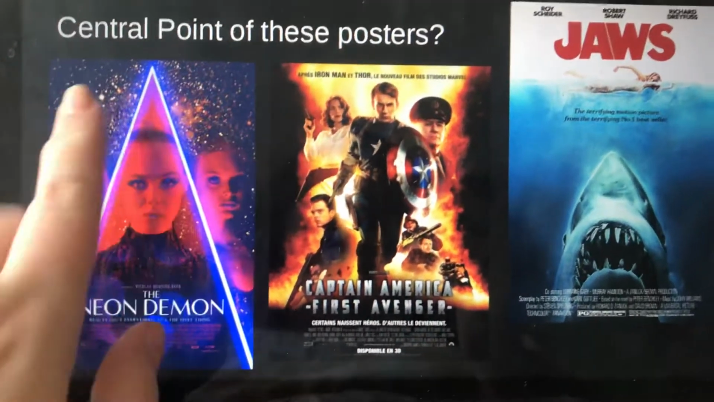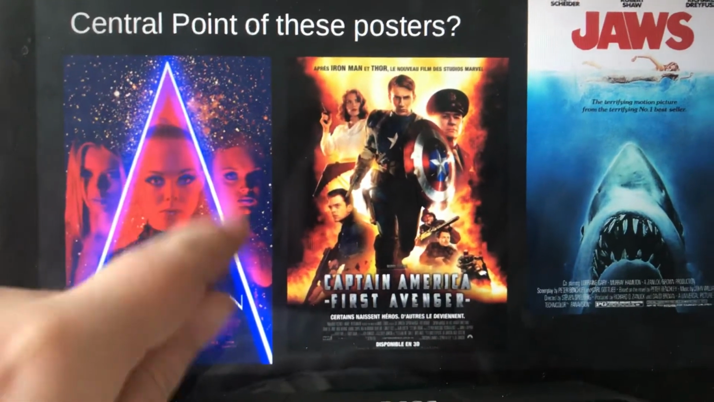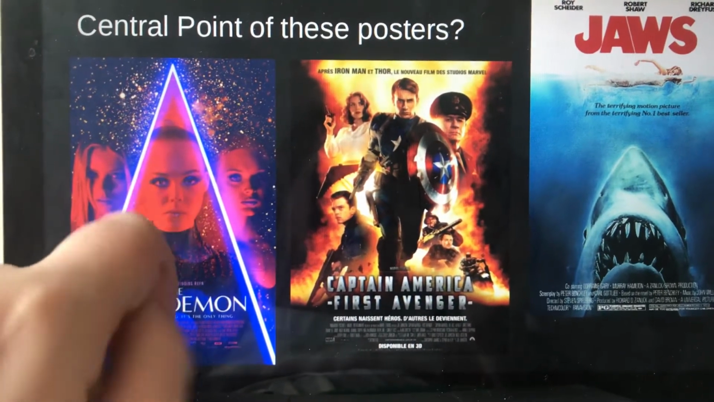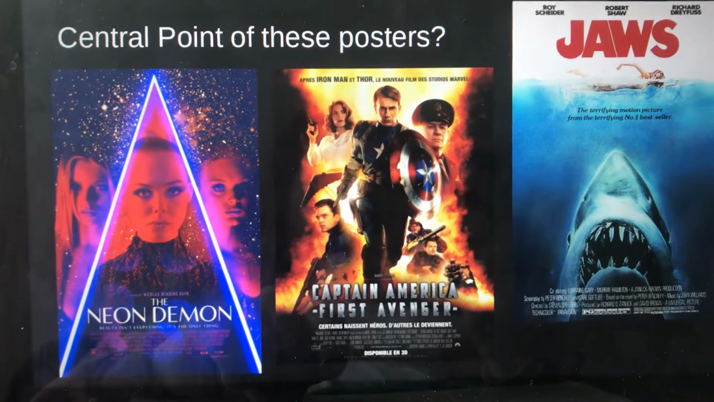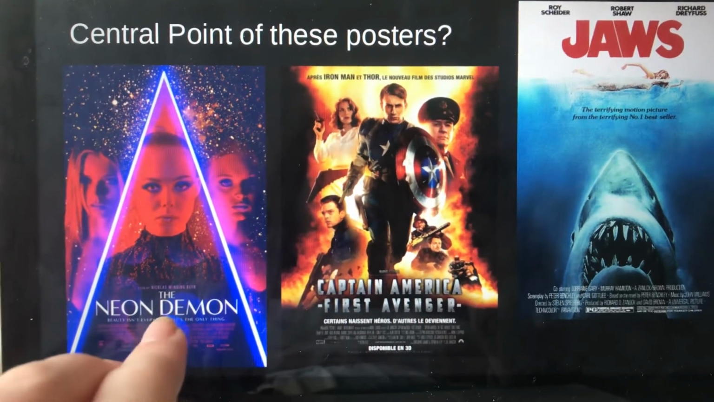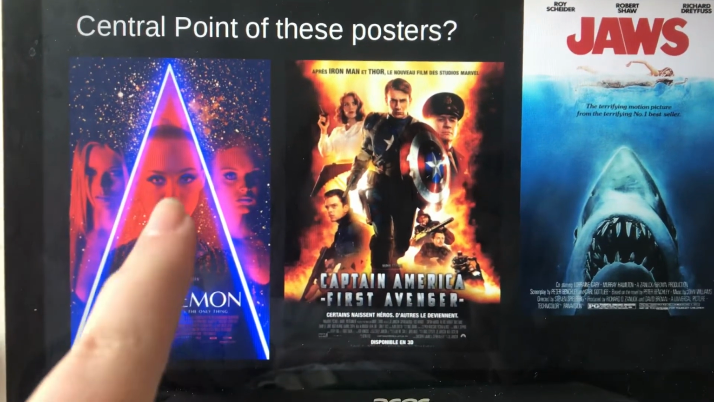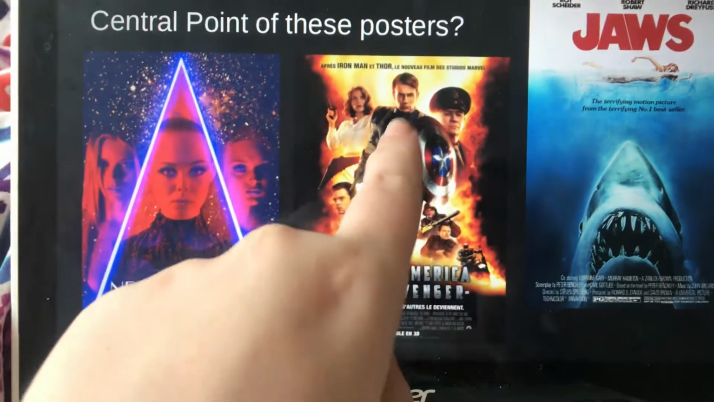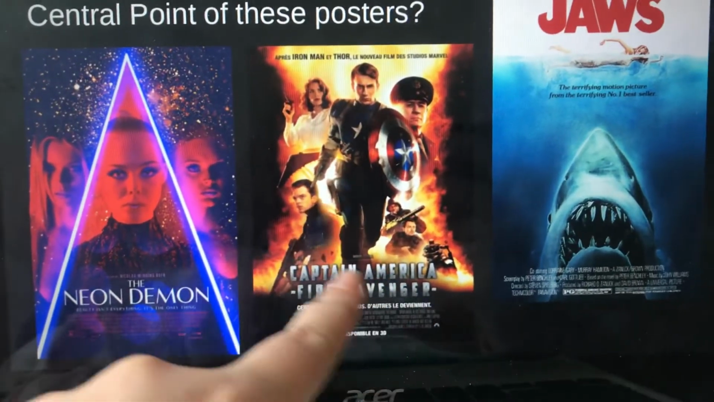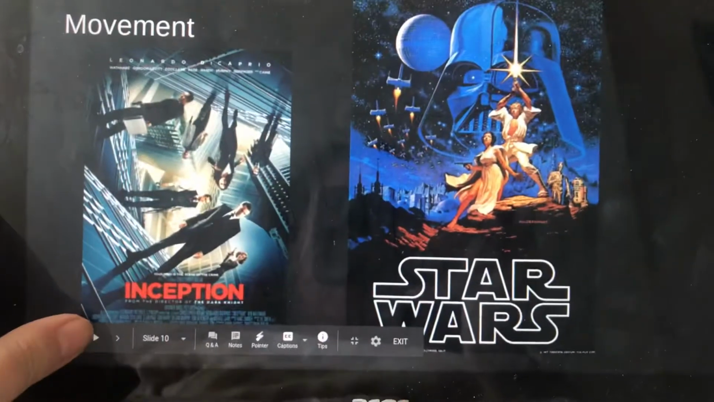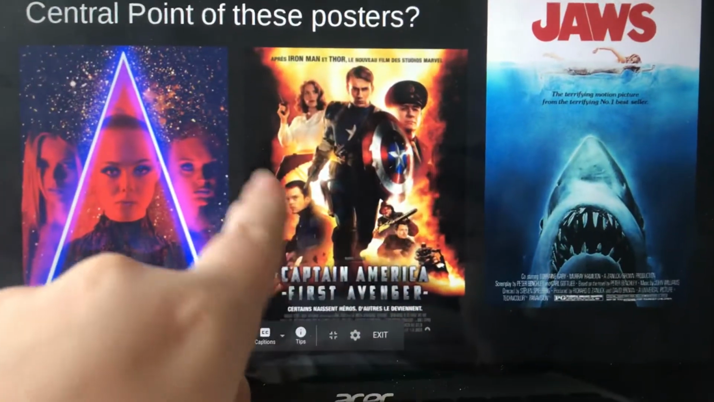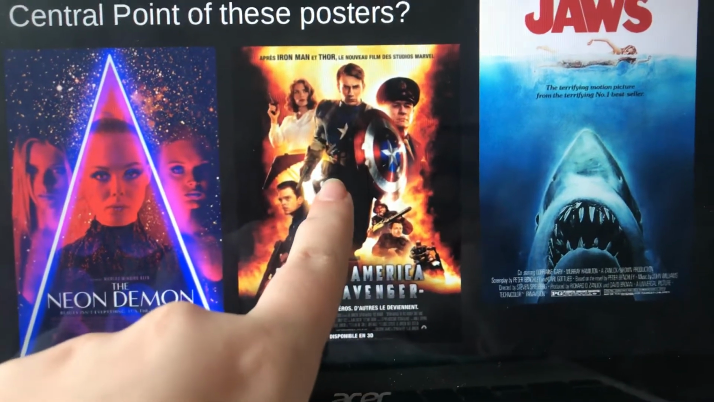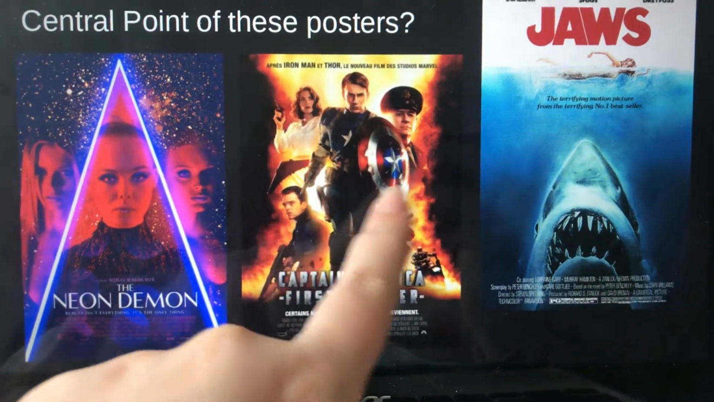And on this poster over here, there's a triangle shape. That shape automatically makes us look at the girl's face in the center of the poster. That's because the artist that created this piece wants us to remember her face because she's the main character. Over here, we can see Captain America is right in the center with the lesser characters surrounding him. So the main character is often in the center.